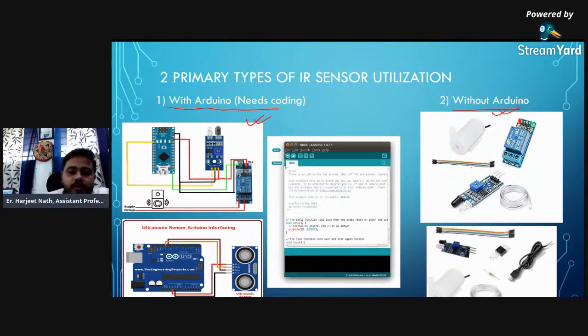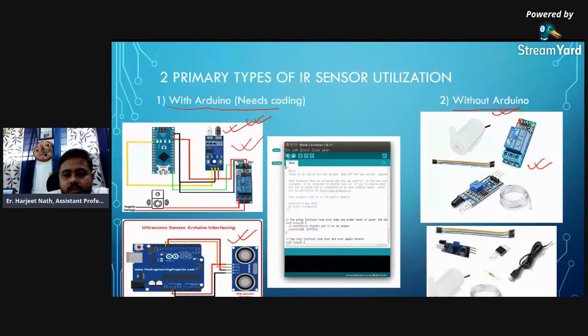But for devising your hand sanitizing system, this is also one of the easiest methods. But if you want to go more technical, if you want to measure at what distance your hand is there and at what distance you want to activate your entire thing, then you should go with the Arduino based devices. With these Arduino based devices, you can make use of your IR sensor, and you can also make use of your ultrasonic sensor for your hand sanitizing needs.